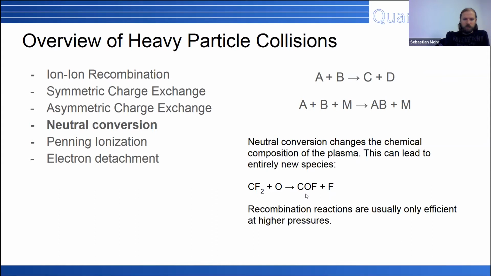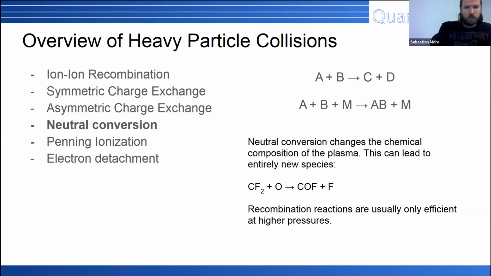One rather famous example is in fluorocarbon-oxygen mixtures, where the CF radicals combine with the atomic O to form COF species. So these kinds of reactions are important to get the chemical composition of your plasma right, and first of all, to get the radical fluxes right. And since the newly created species can have different, for example, ionization potentials or excitation thresholds, they can also change the electron dynamics.